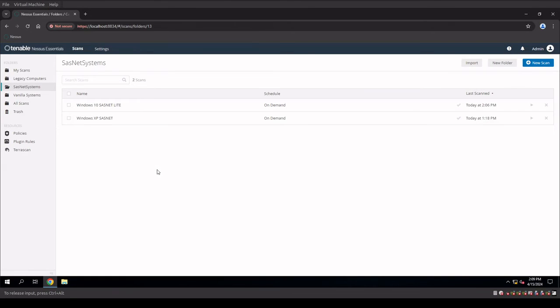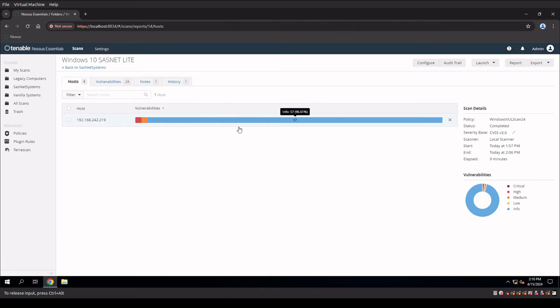Okay, so our SASNET Lite Windows 10 edition scan just finished. And again, a typical out-of-the-box Windows 10 machine is going to be roughly 23 infos and one medium if the SMB version 3 is enabled. If it's not, it's going to be 24 infos. That's what we should expect. So let's jump into our Windows 10 SASNET Lite and see how that compares.